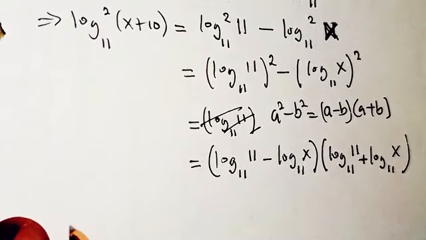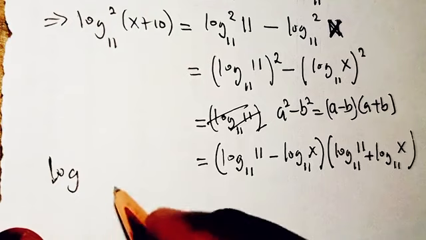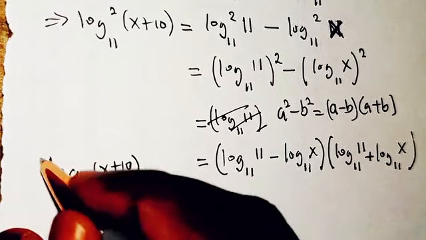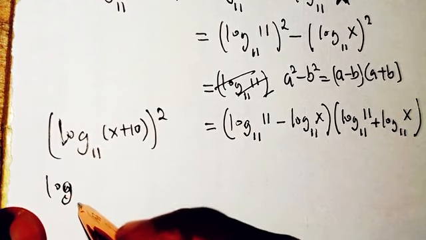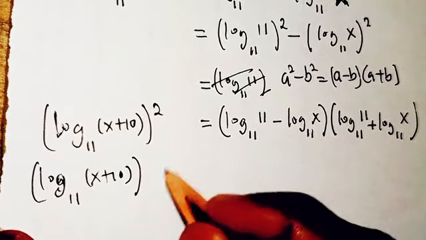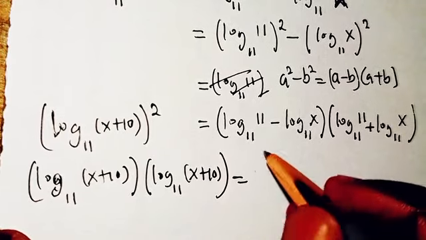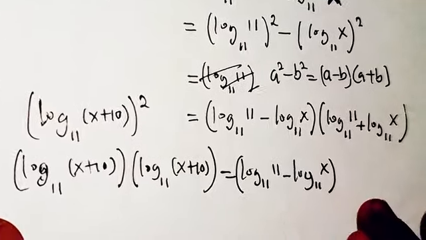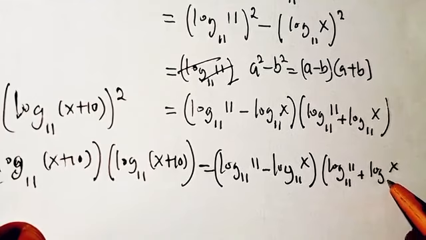And this one here is also like log base 11 of (x plus 10) all squared, which is giving us log base 11 of (x plus 10) and also log base 11 of (x plus 10), which equals log base 11 of 11 minus log base 11 of x, times log base 11 of 11 plus log base 11 of x.